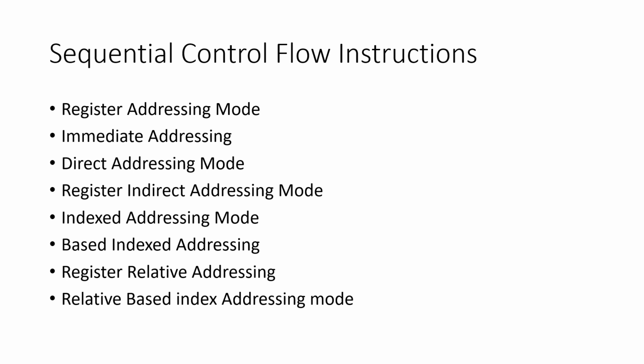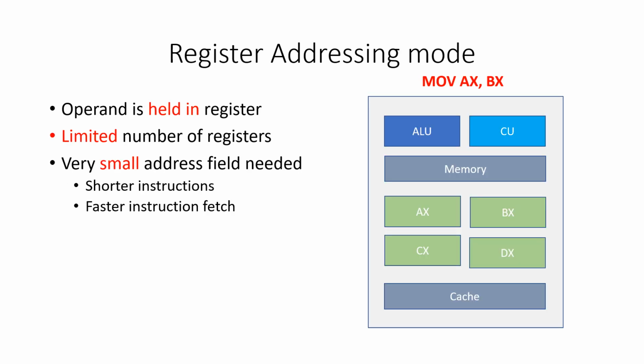Okay. In today's session, we'll focus only on sequential control flow instructions. And here we have 8 types of addressing modes. It depends on whether I'm moving data from a memory location, whether I'm moving data between registers, or whether I'm moving immediate data, basically. So let's try one here.